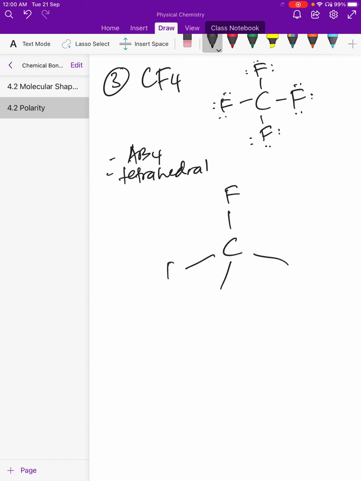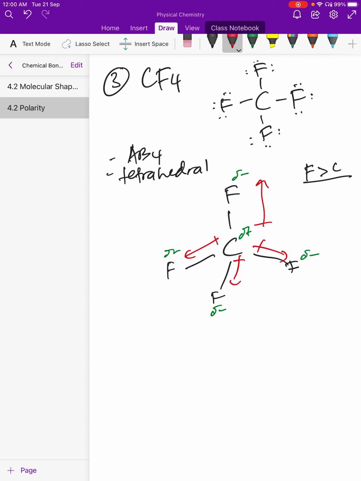There's fluorine, fluorine, fluorine, fluorine. And then we have to determine which is more electronegative. Fluorine is more electronegative than carbon. So fluorine becomes the negative pole, and carbon obviously the positive pole. So the bond dipole is from the positive to negative, positive to negative.